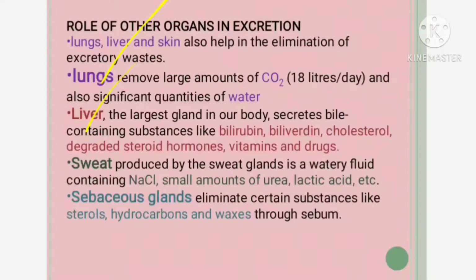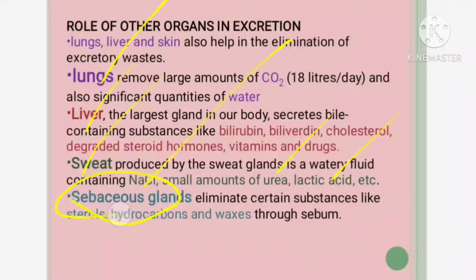Another one is sweat. Sweat is also playing a major role in excretion. Sweat excretes salt. A small amount of urea and lactic acid are also excreted by sweat. So, when you sweat, along with the water, these things are also going out of our body.